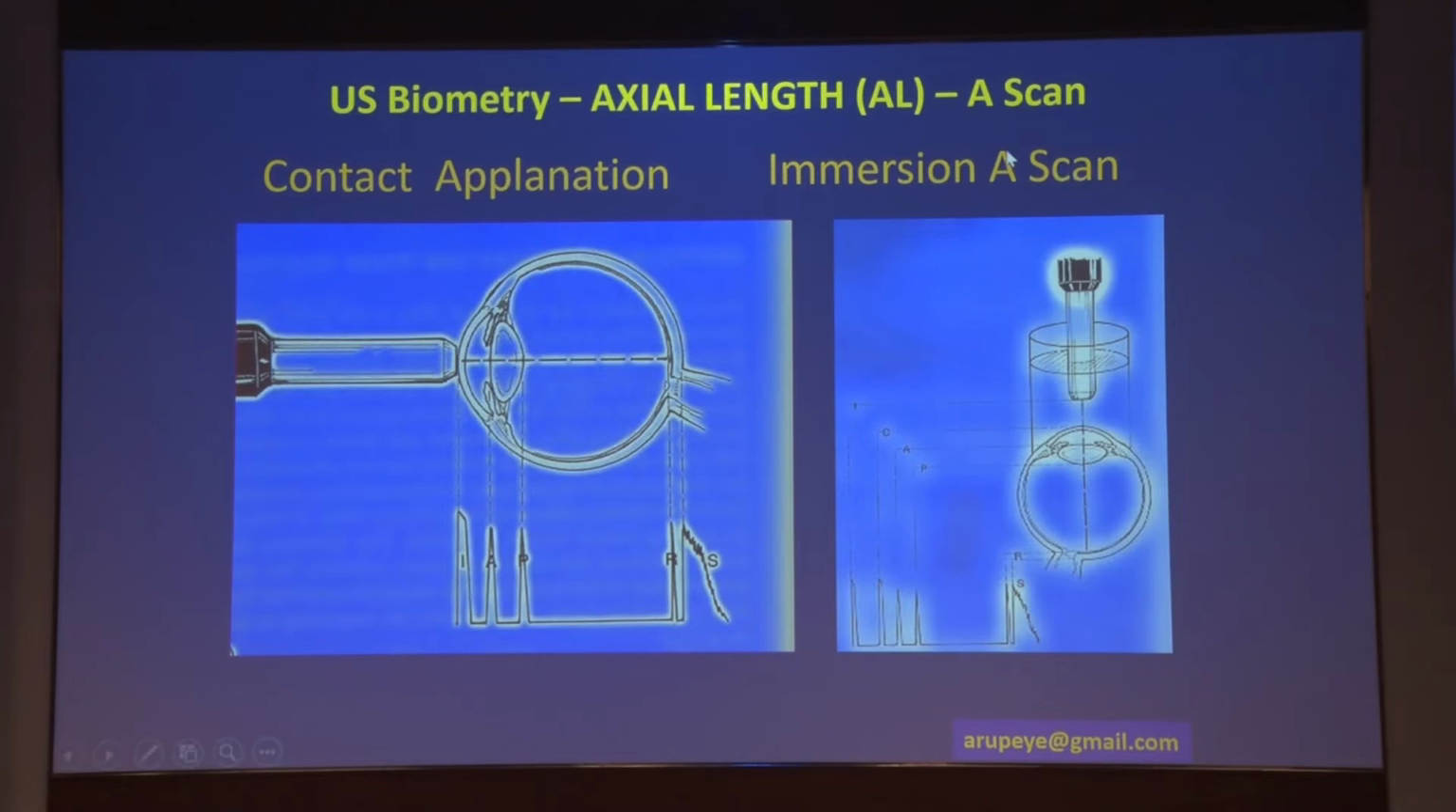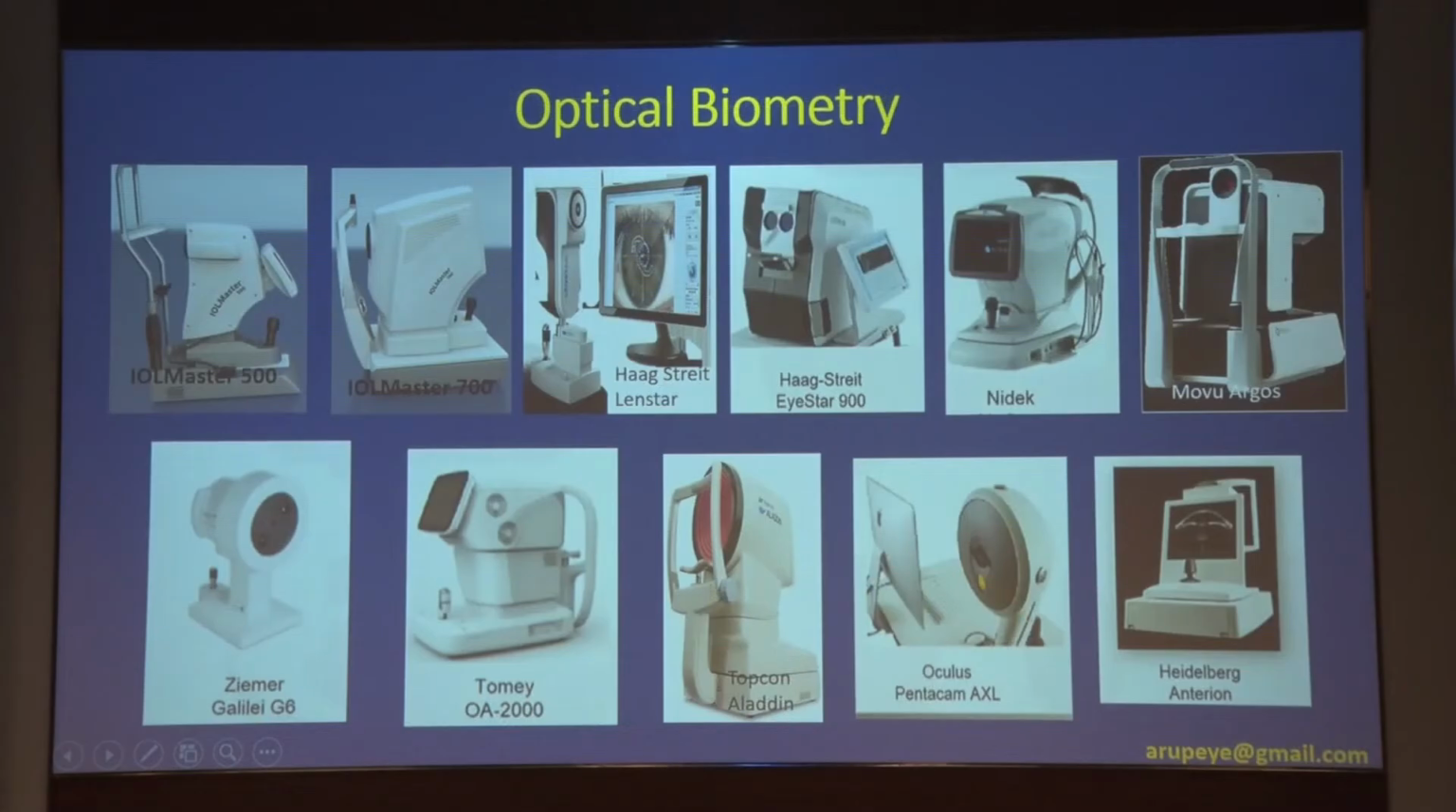So we definitely use A-scan, but I would suggest that you go for an immersion A-scan for your patients and not the contact applanation. Because we have learned over the years, and there are a lot of publications supporting it, that the contact technique or applanation technique is less accurate, and it usually results in a shorter axial length, by 0.25 to 0.33 millimeter. This accuracy issue can be sorted out if you use an immersion A-scan.